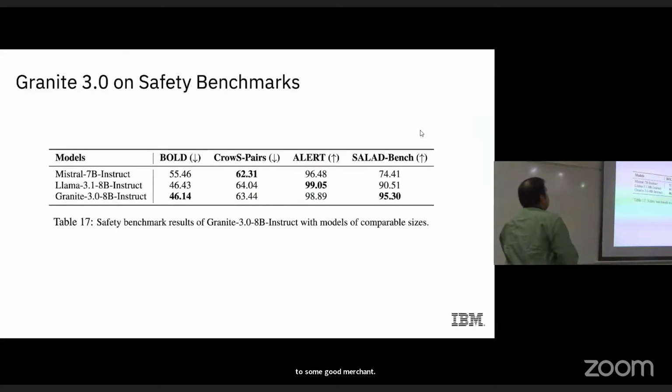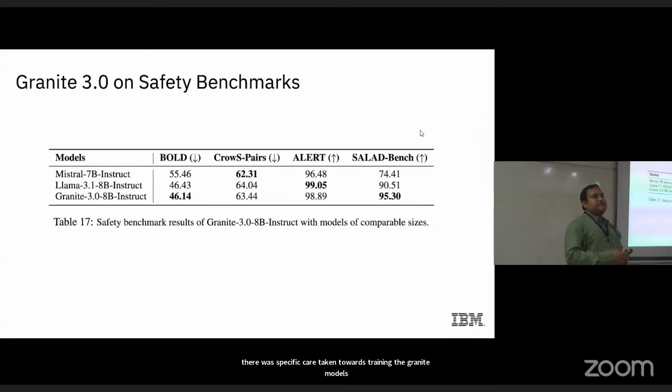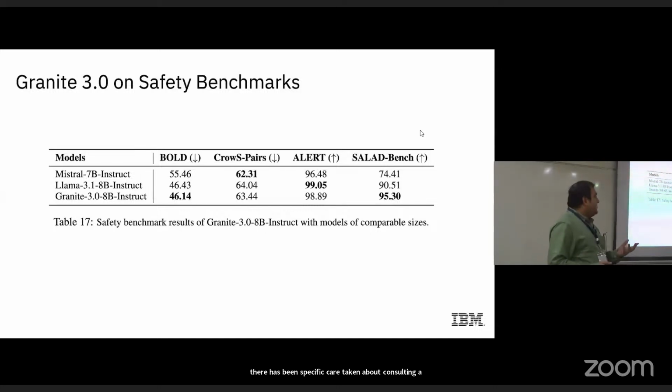Okay, and the other thing I should also mention here is there was specific care taken towards training the Granite models to make sure they are very safe. They have automatic guardrails built in. There has been specific care taken about consulting a taxonomy that IBM created together with MIT Watson Lab, where you categorize different kinds of risk that can come out of LLM outputs. The risk can be misleading, like giving wrong information, or information that can induce self-harm. And it basically tunes towards making sure that those things are carved out automatically.